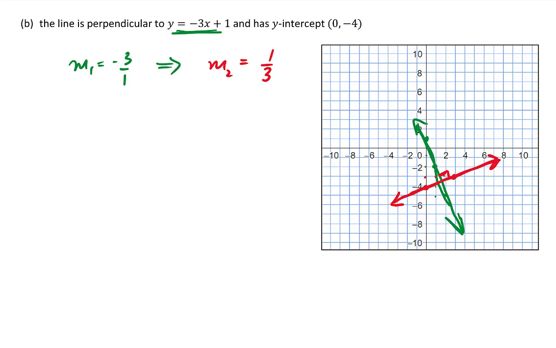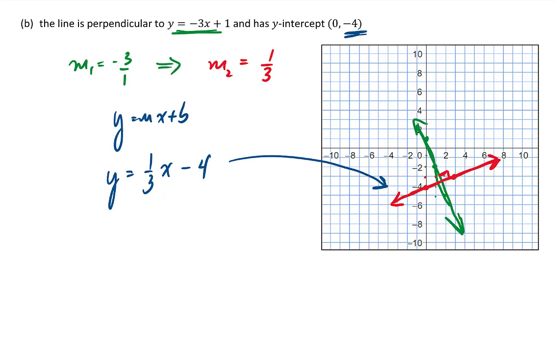So the equation of our line, y equals mx plus b. The equation of our line then is y equals, so our perpendicular slope is 1/3 x, and then plus, and in this case b is our negative 4, so minus 4. That is the equation of this red line here.